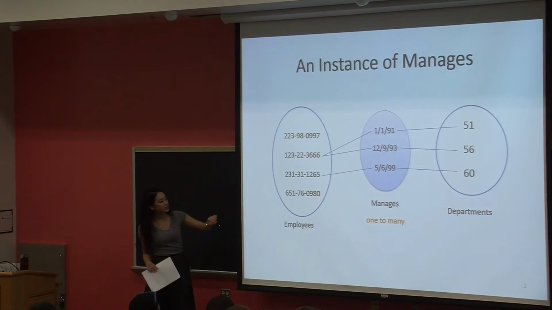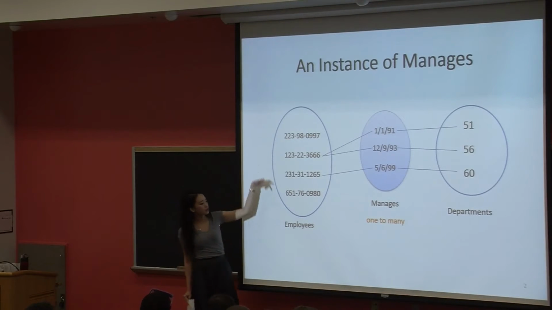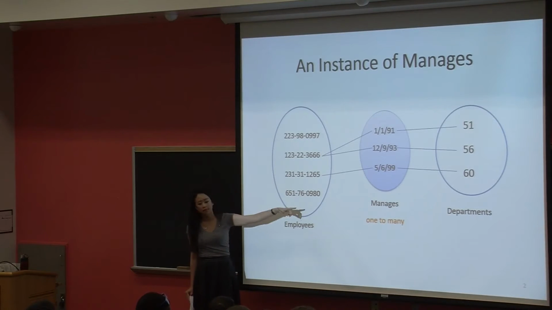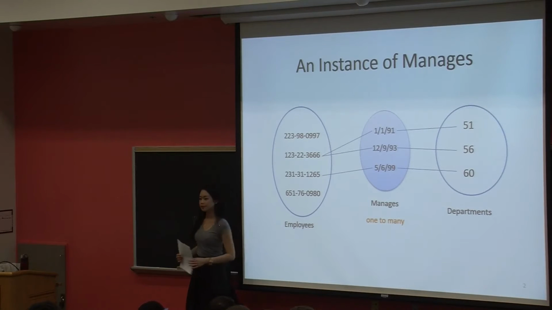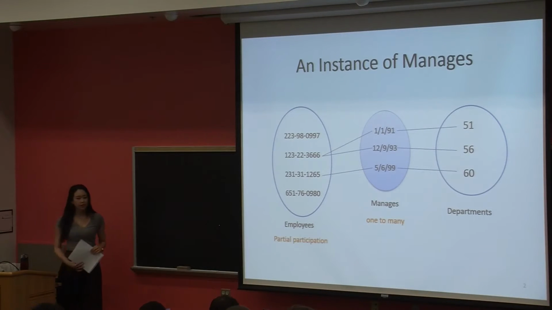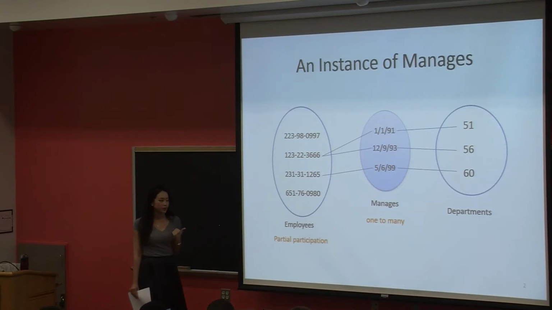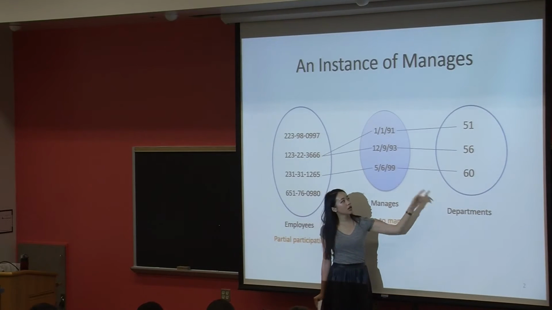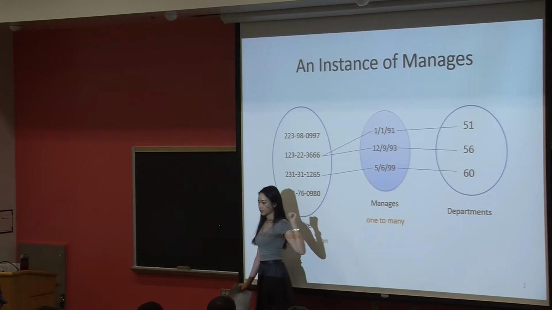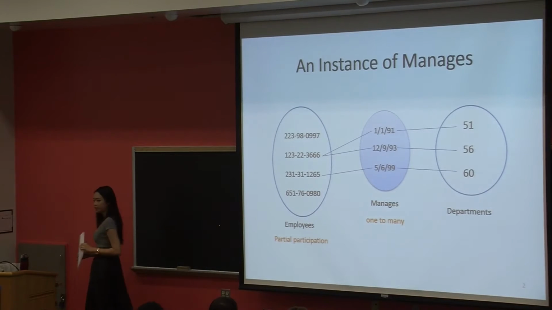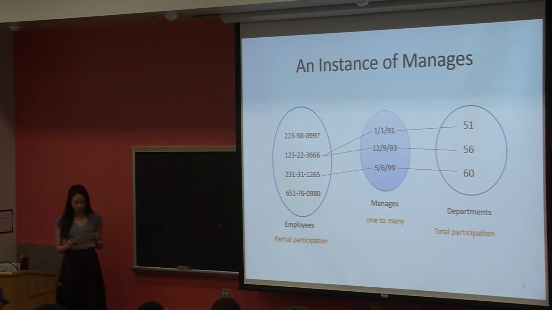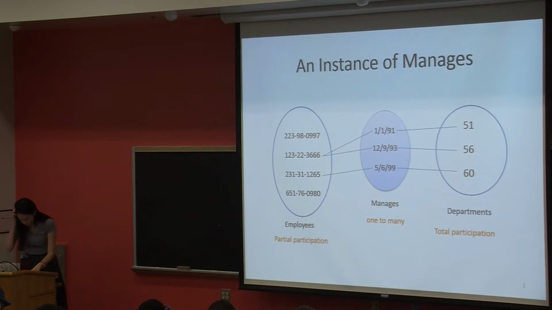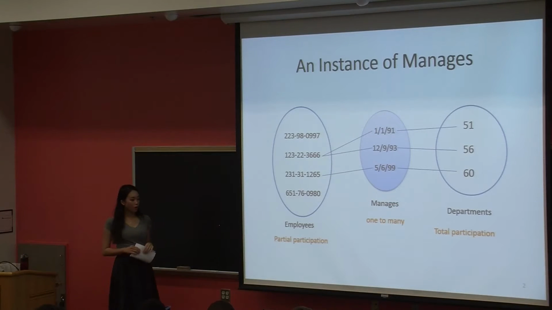Then let's take a look here. Since not all of the employees are involved in the manages relationship, what kind of participation do we say it is? Partial. We didn't get into too much about participation last lecture, but we will talk about it more this time. As for the departments, you can see all of the departments are involved in the manages relationship. So what kind of participation do we say it is? Yeah, total participation. So today we'll talk more about participation.